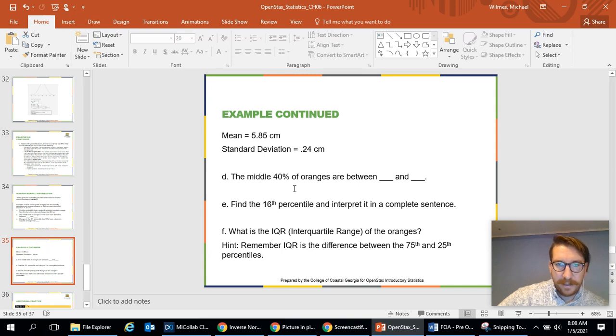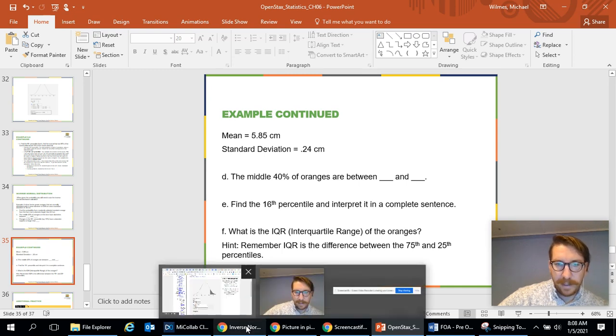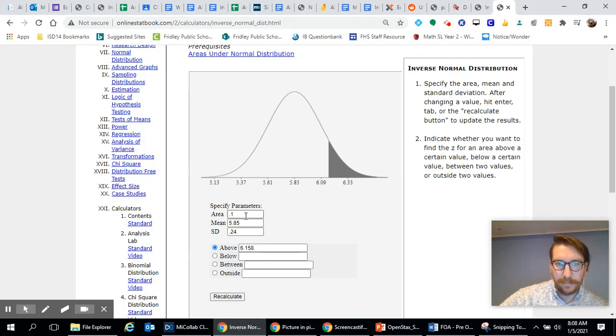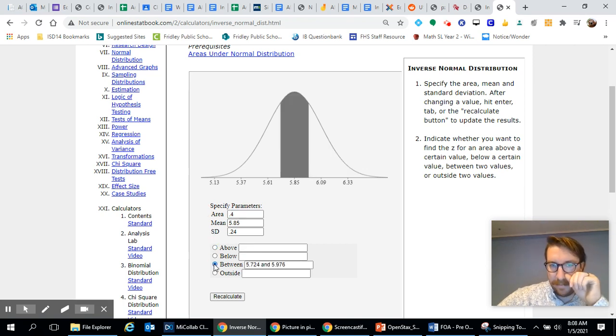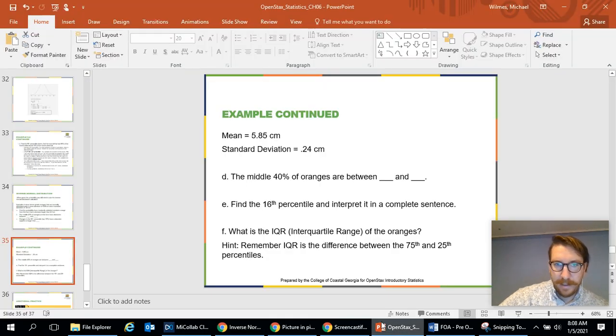The middle 40% of the oranges. That one, we just go back. 0.4. And this one is between. So there we get our numbers for the middle 40%.